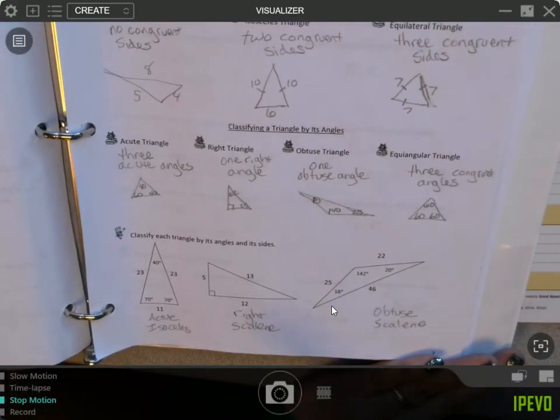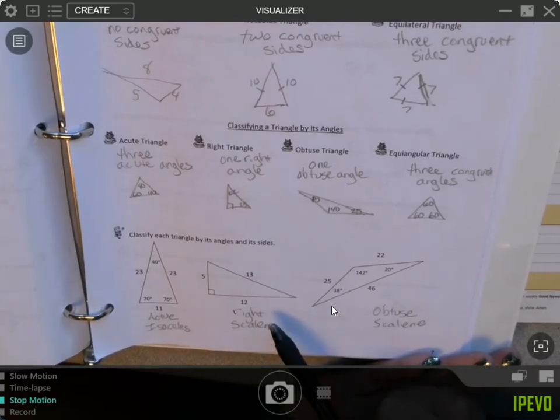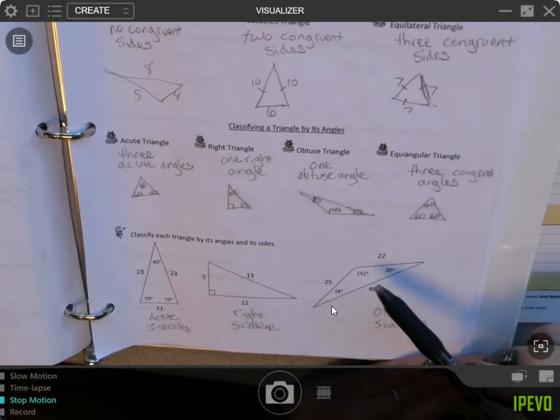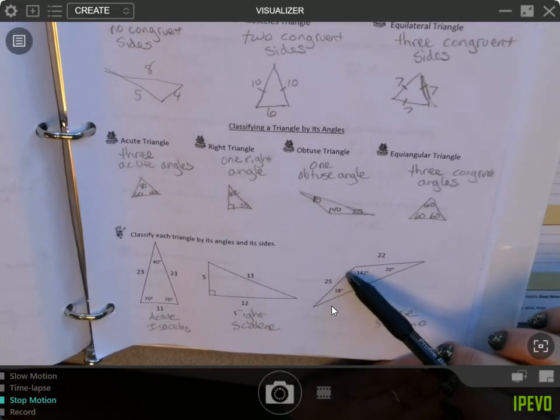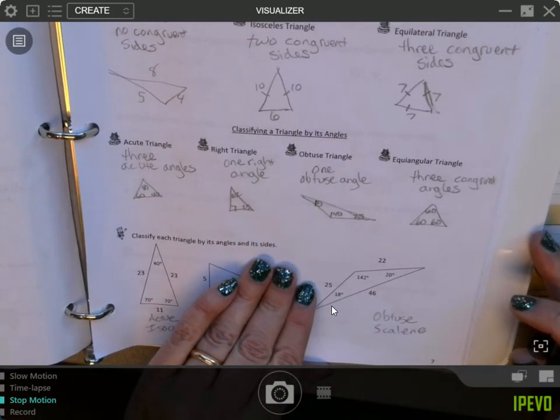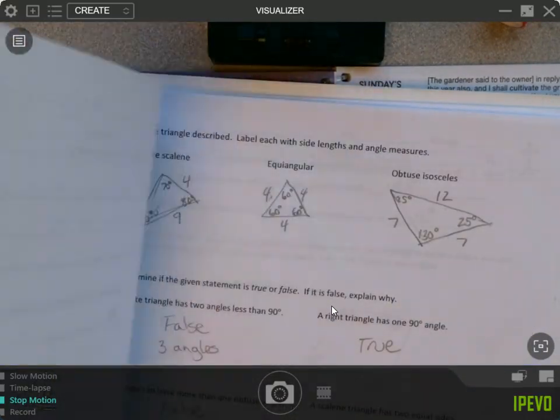On the bottom we have an acute isosceles triangle. Then we have a right scalene triangle because none of the sides are the same and there's a right angle. Then we have an obtuse scalene triangle, because there's an obtuse angle, and it is scalene because they are all different sizes. Any questions on those two that we needed to correct?